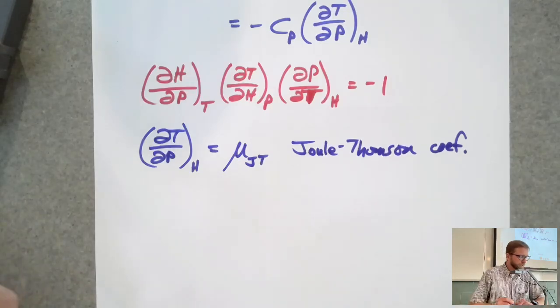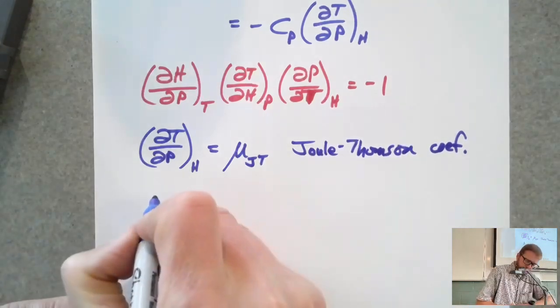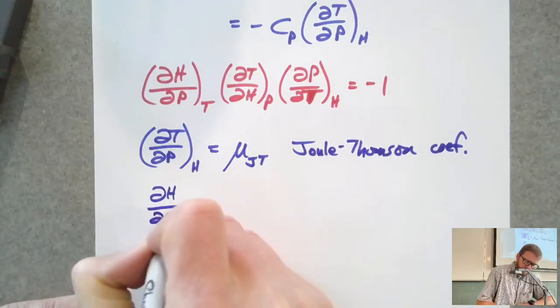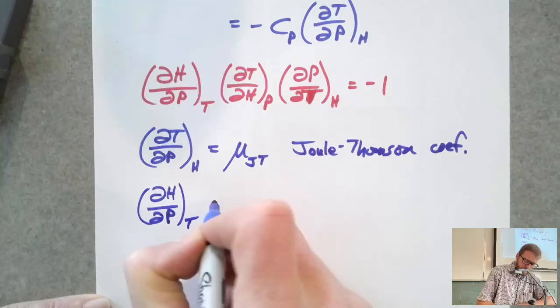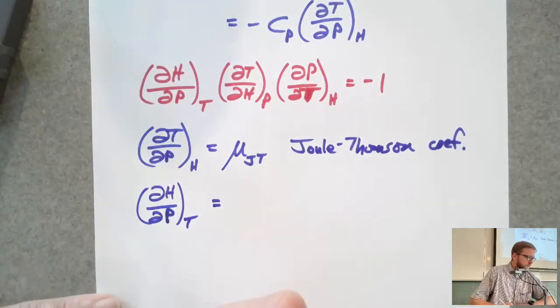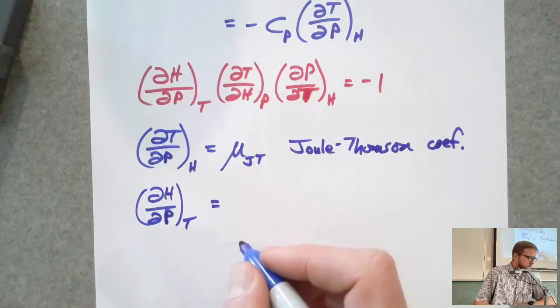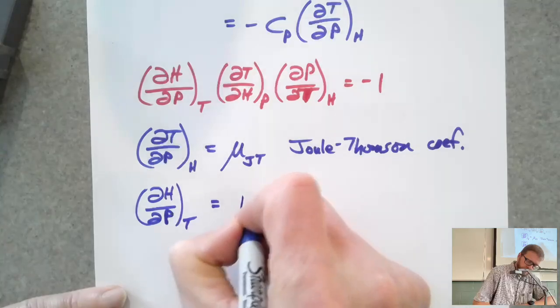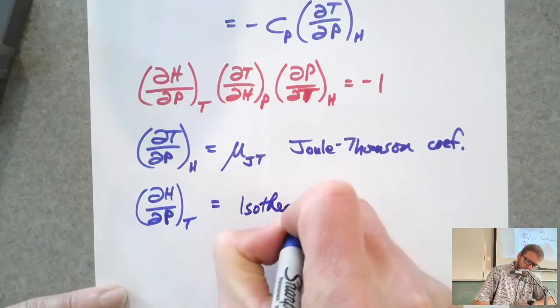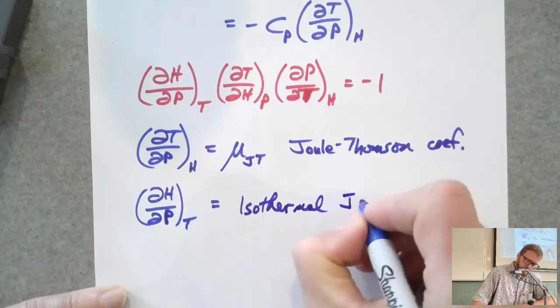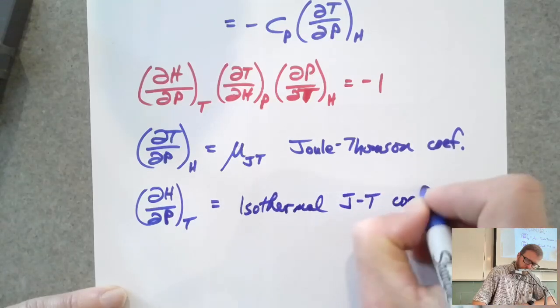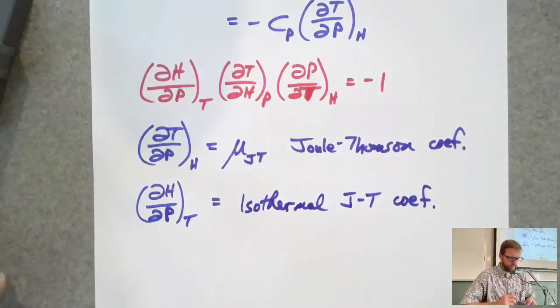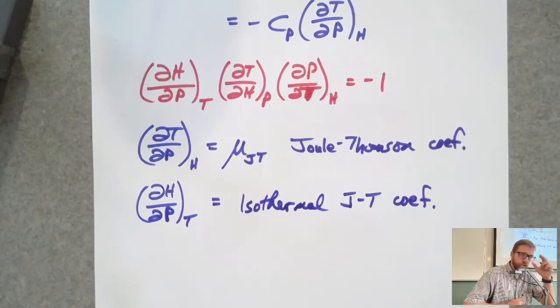And the thing that we were really interested in does not have a letter, but this is just called the isothermal Joule-Thomson coefficient. So the isothermal Joule-Thomson coefficient tells you how enthalpy changes with pressure at constant temperature.